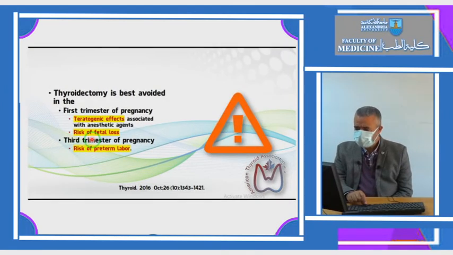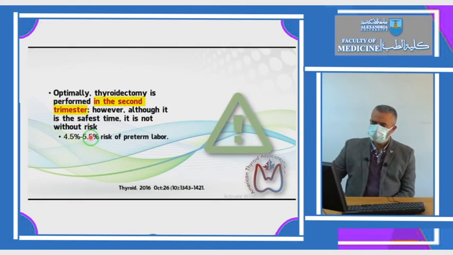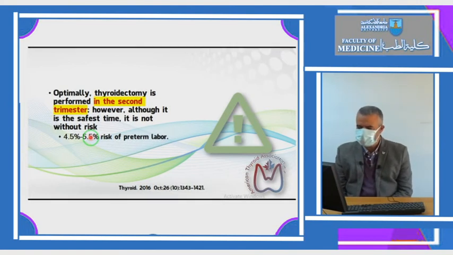If you are going to operate during pregnancy, you should avoid the first trimester and the third trimester. You should avoid the first trimester because of the teratogenic effect of anesthetic agents and the risk of fetal loss. And you should avoid the third trimester due to the risk of preterm labor. So optimally, if thyroidectomy is planned during pregnancy, it should be in the second trimester.